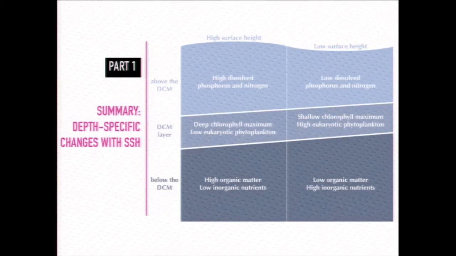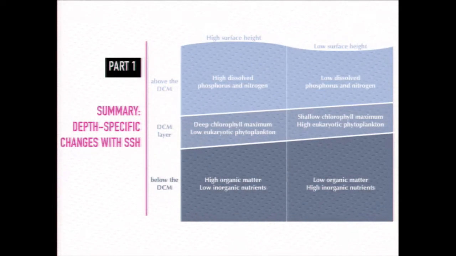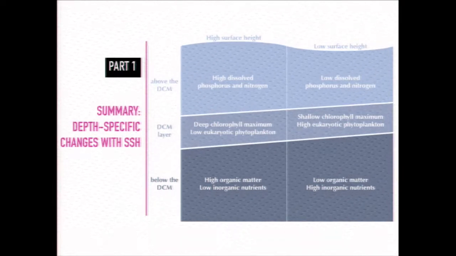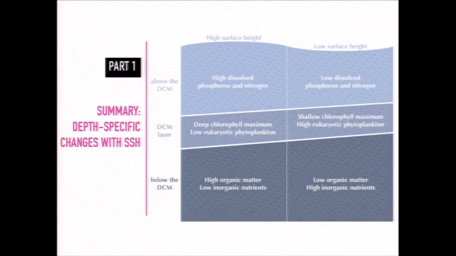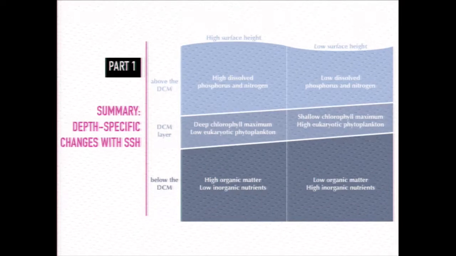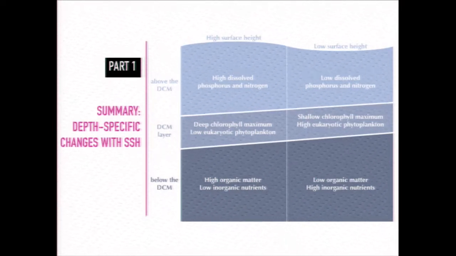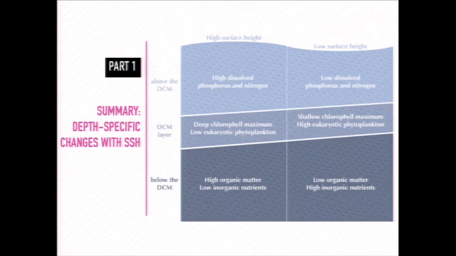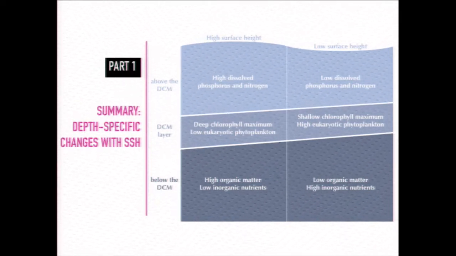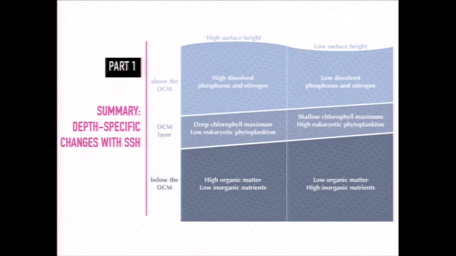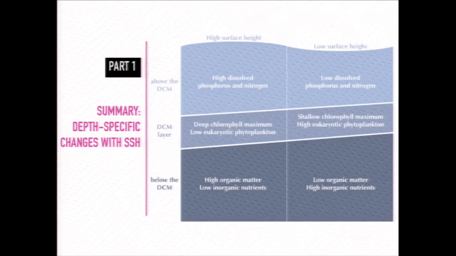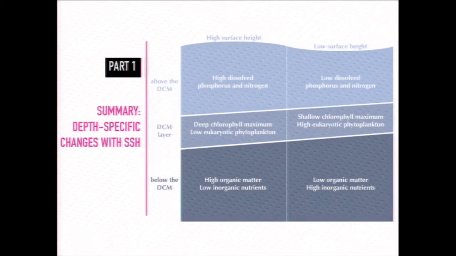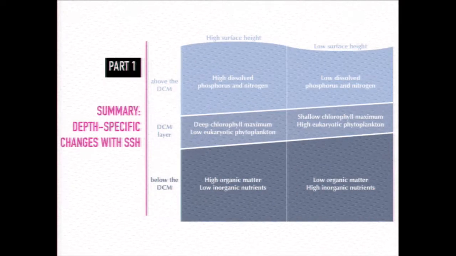Then we have the layer around the deep chlorophyll maximum, whose depth increases with sea surface height, and where we measure lower abundances of eukaryotic phytoplankton at higher sea surface height. And then there is the layer below the deep chlorophyll maximum that is more boring because it's just what you expect. So inorganic nutrient concentration decreases with sea surface height, and organic matter concentration increases with sea surface height.